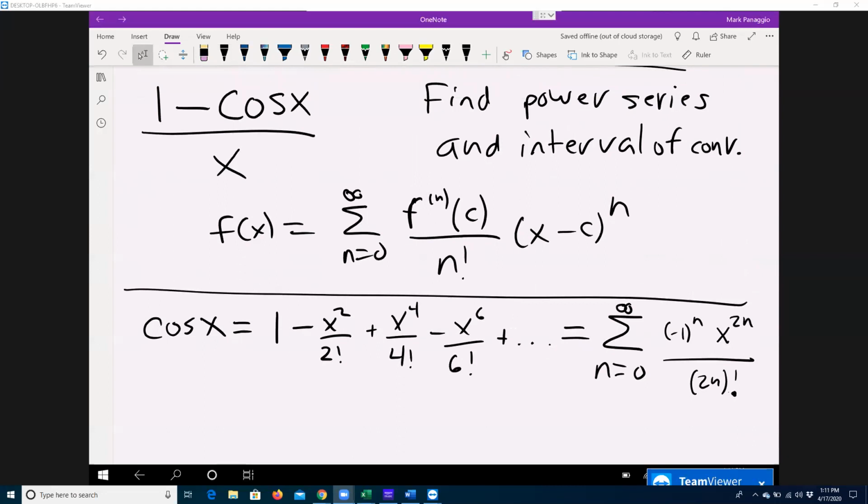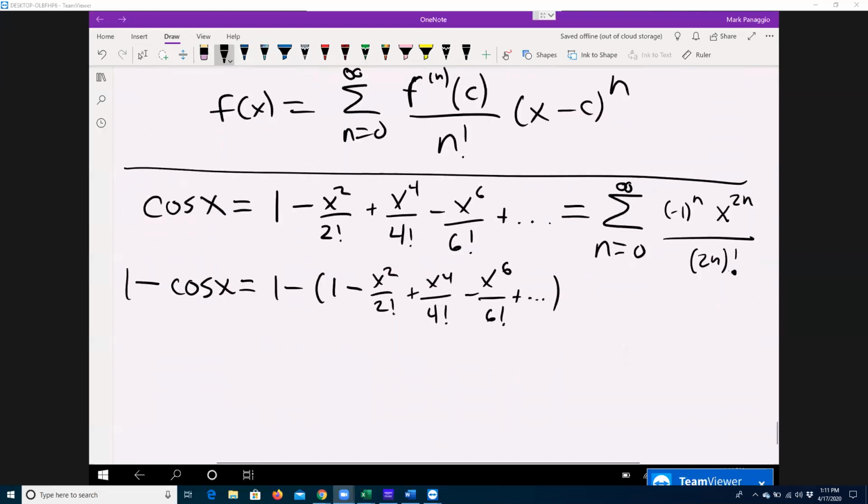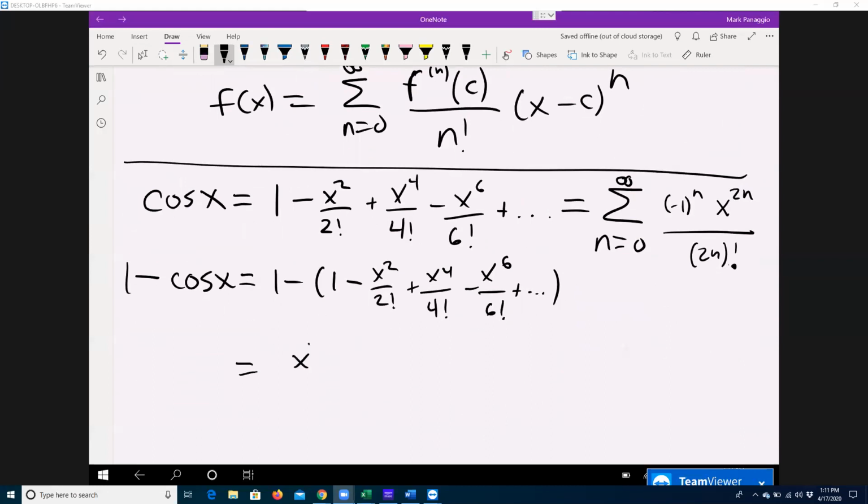And so let's start by looking at 1 minus the cosine of x. We'll notice that must be equal to 1 minus this sum, which would just be, well, the ones will cancel, and we'll be left with x squared over 2 factorial minus x to the 4th over 4 factorial plus x to the 6th over 6 factorial, and so on.